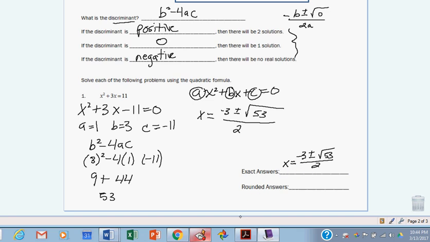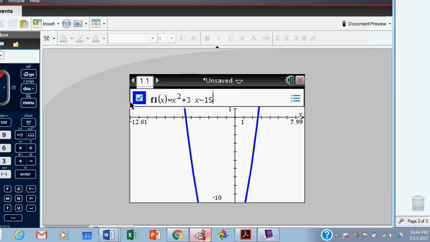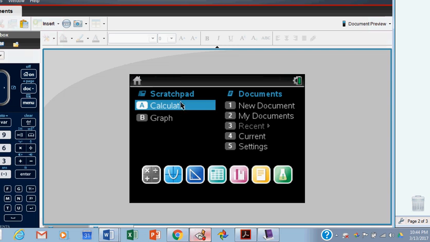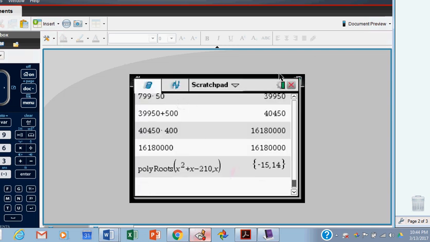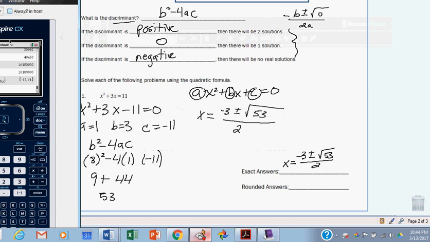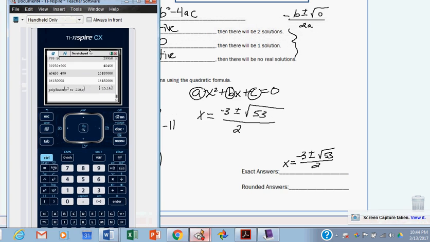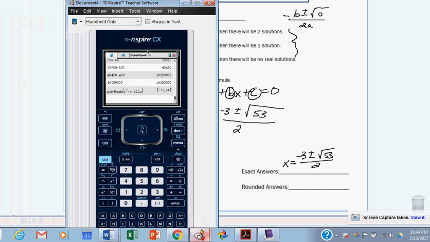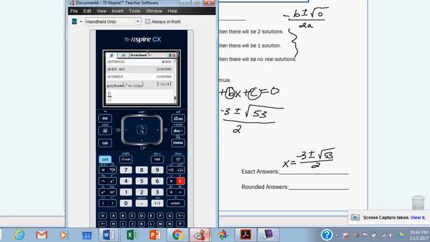All right, well, what does that mean? Well, that means if I go to a calculator and I just go to a calculate page, I'm going to try to make this smaller so we're just looking at the calculator here. Okay, so all we got to do is type in exactly what we see there. So negative 3 plus the square root of 53.